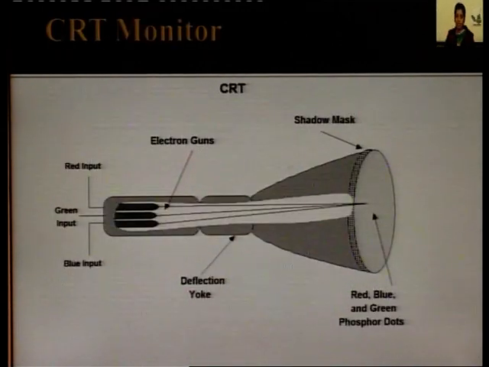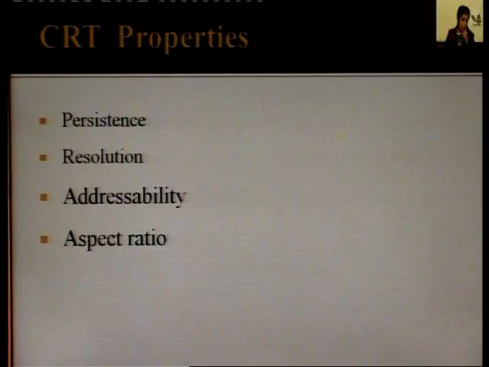Here are the CRT monitors. There are 3 electron guns, in which we feed red, green or blue. According to the horizontal and vertical deflection plates, the pixels strike onto the screen. There are 4 CRT properties: persistence, resolution, addressability and aspect ratio.